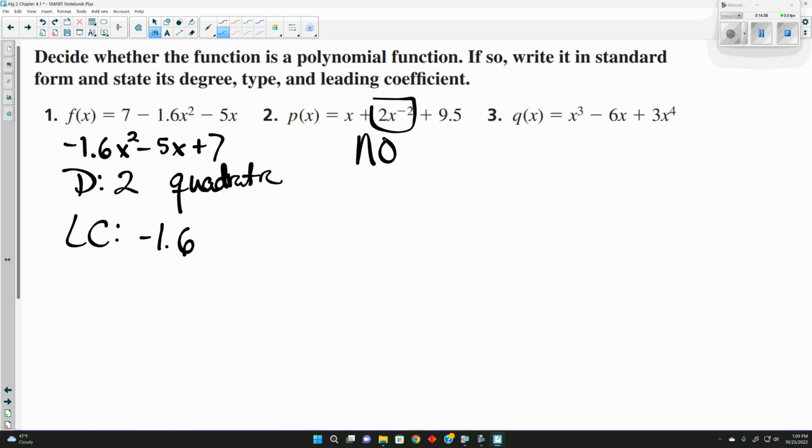No. That was nice. And the last one. To the fourth. Minus 6. Almost. Cubed minus 6x. Yep. So the 3x. Okay. Oh, I forgot the exponents go in order. Yep. Exponents go in order.